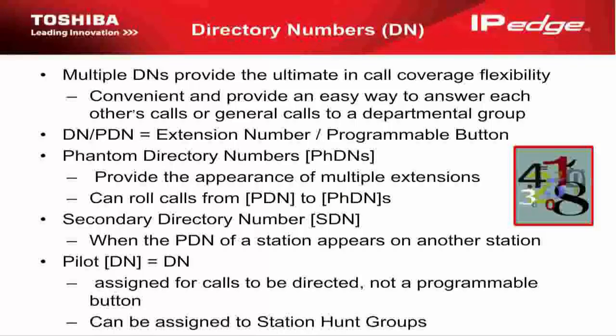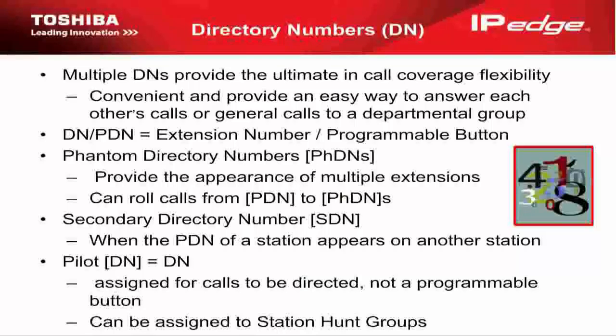A directory number, or DN, sometimes called an extension number, is a number someone must call to reach a destination within the system. Each DN is assigned to a flexible button on a digital, IP, or SIP telephone, or as the main directory number of a standard telephone. To maximize call coverage flexibility, any DN can appear on multiple telephones. Also, individual telephones can have multiple DN buttons with different directory numbers.